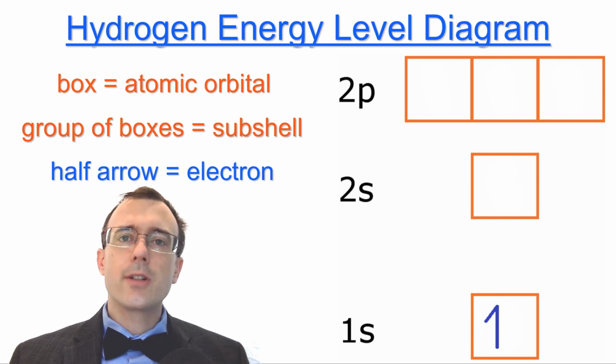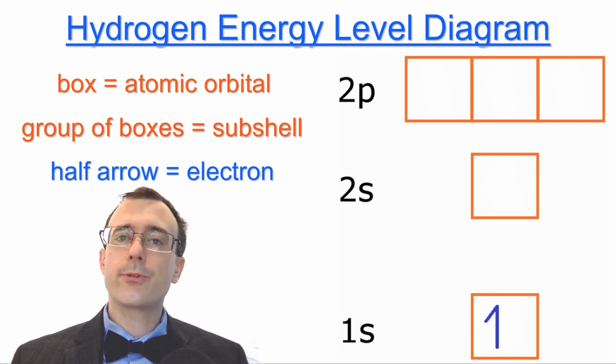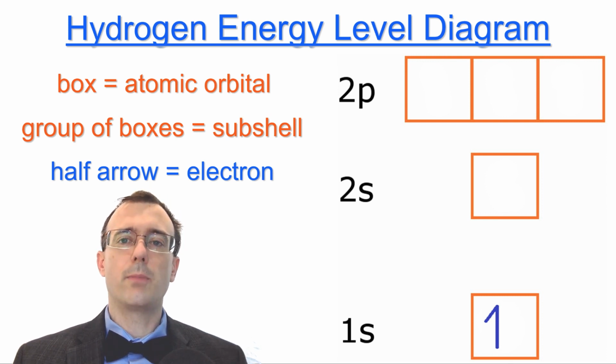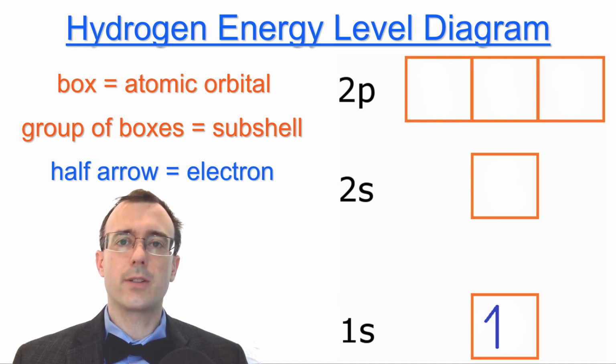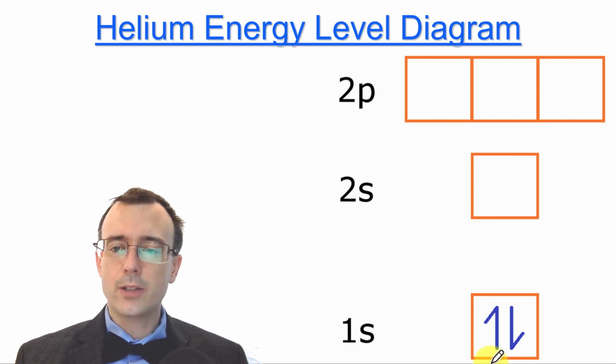So after hydrogen is helium, right? Hydrogen has 1 electron, helium has 2 electrons, and feel free to follow along with me on the periodic table. And we are going to put both of the electrons where? Of course, we're going to put them both down in the 1s subshell because you can fit as much as 2 electrons in one box. And so for helium, we see 2 electrons down in that 1s subshell.